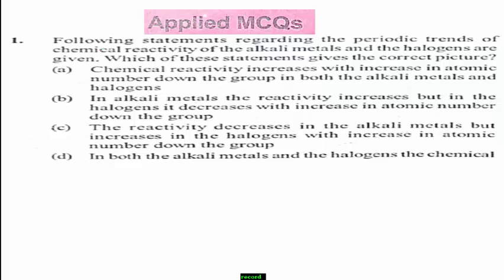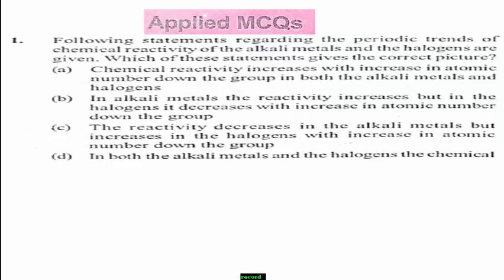Students, in alkali metals, as we move down the group, size increases, thus the ability to lose an electron increases. Remember this point. This reactivity also increases. But in the case of halogens, the reactivity decreases: due to decrease in electronegativity down the group, decrease in oxidizing ability due to the inert pair effect, and increase in atomic radius down the group, which lessens the attraction of valence electrons of other atoms, thus decreasing the reactivity.